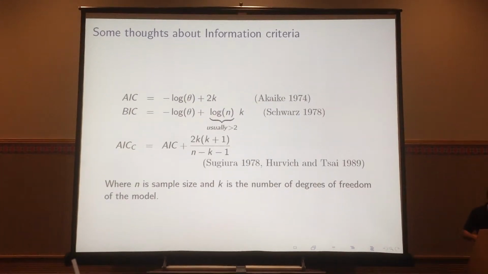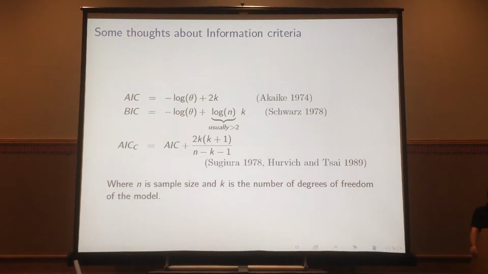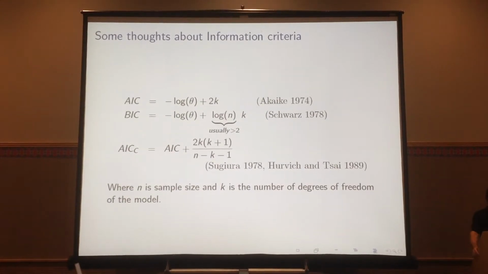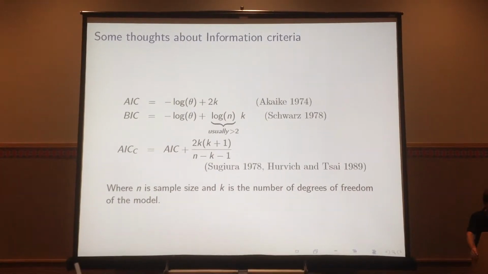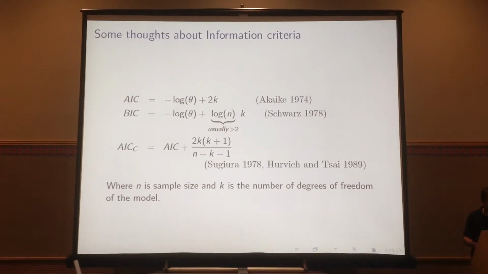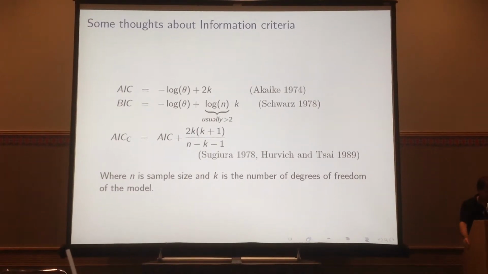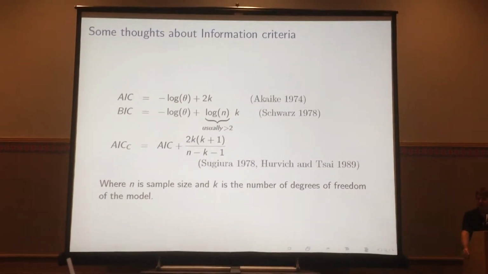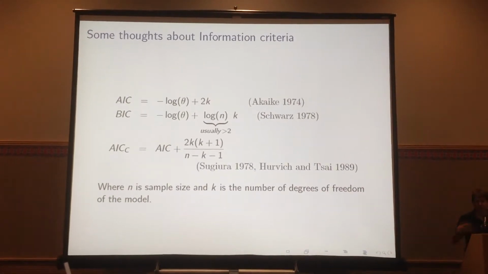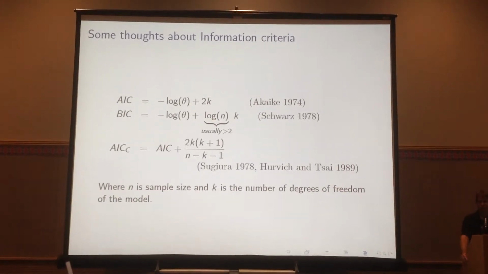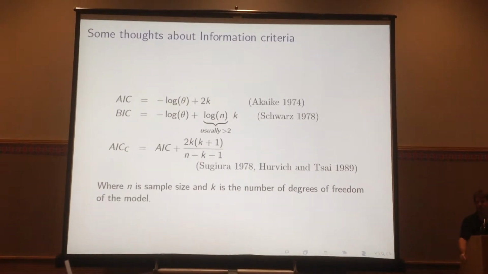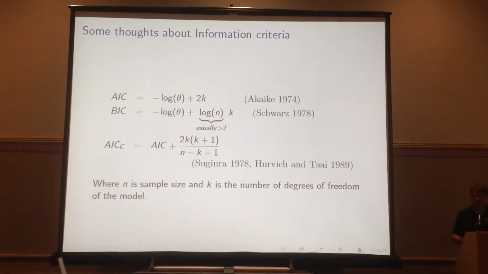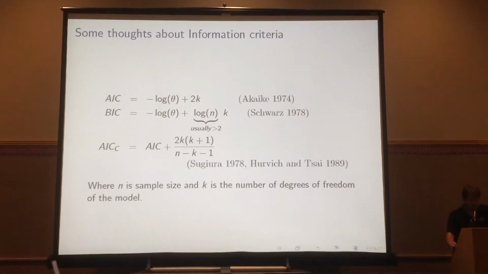So let's look at these criteria. The AIC is defined as the negative log likelihood plus 2 times k, where k is the number of degrees of freedom of your model. And the BIC is a small variation. It has this log n term, which is usually greater than 2, so we are penalizing our likelihood function slightly more, and we usually get a more parsimonious model back.